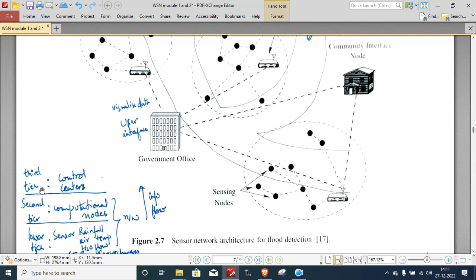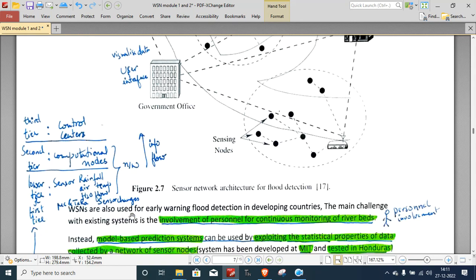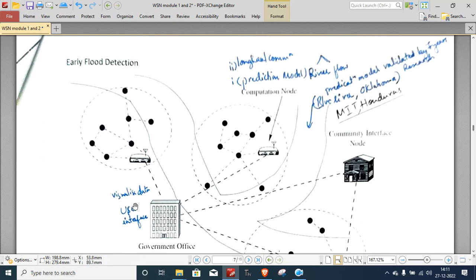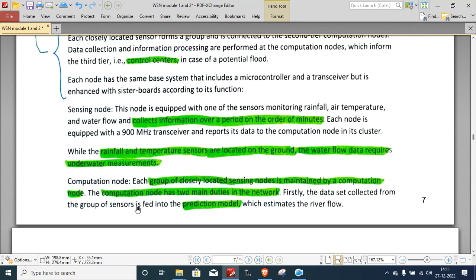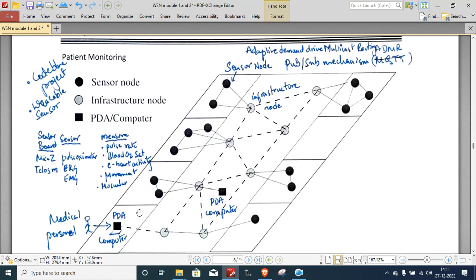So this is the third tier, and always the information flows from the first tier involving the sensors to the top tier involving the control centers, and the command always flows from third tier to the first tier. So this is about early flood detection model. In a similar way, we have this wireless sensor network can also be applied onto patient monitoring system for medical healthcare.